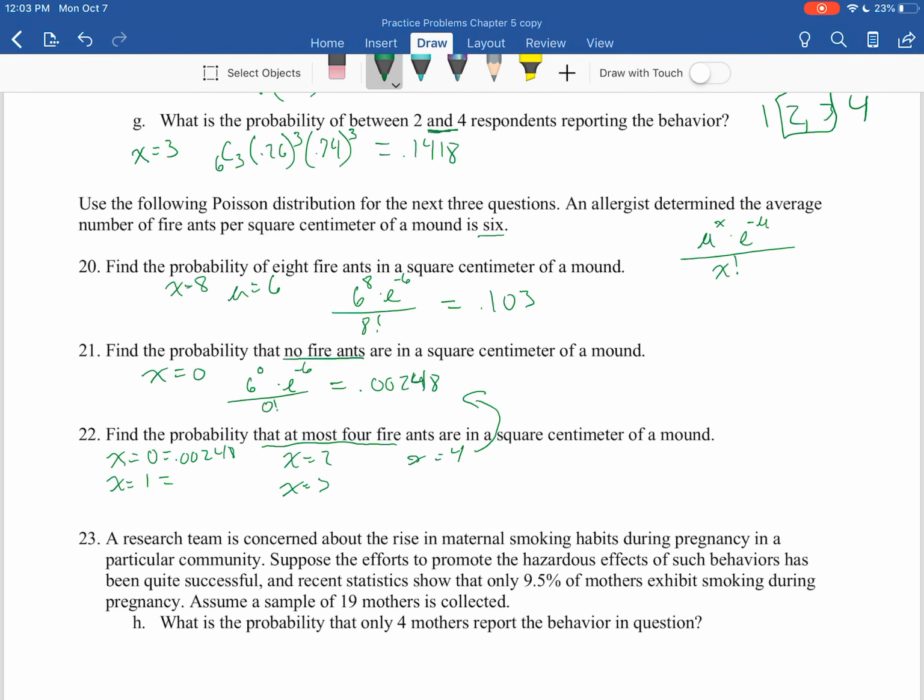So 1 is going to equal 0.01487. 2 is going to equal 0.04462. 3 is 0.08924, and 4 is going to equal 0.13385. When we add these all together, the probability of at most 4 fire ants being here is going to equal 0.28506, or there's a 28.5% chance of this happening.